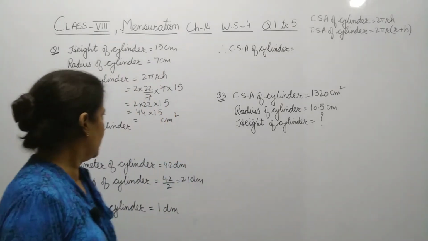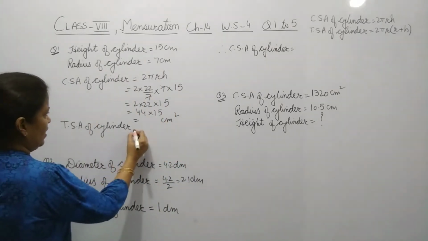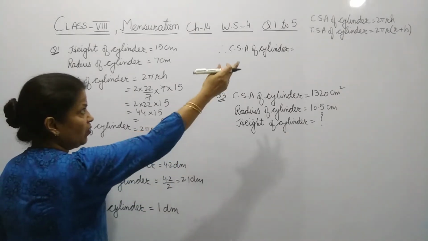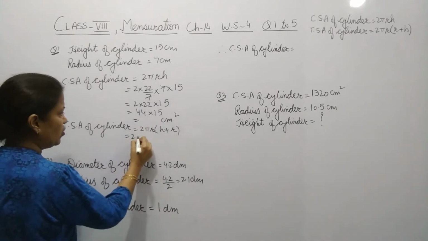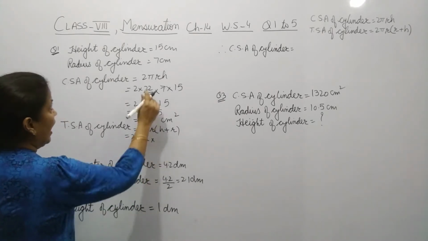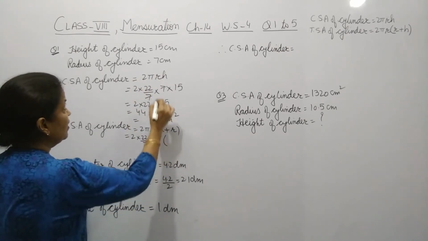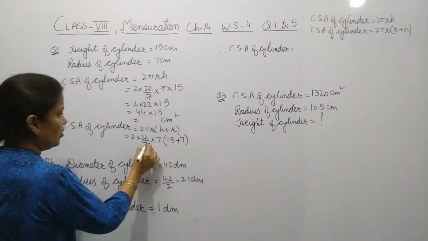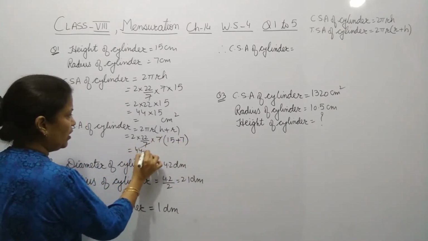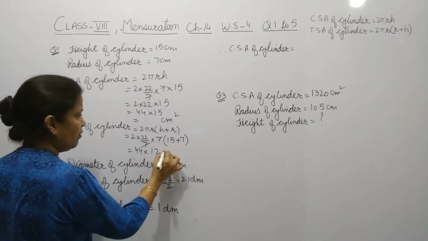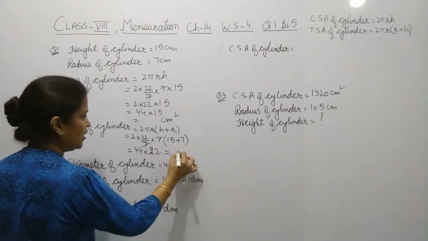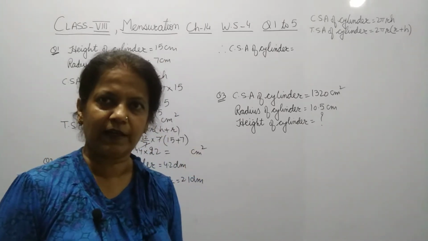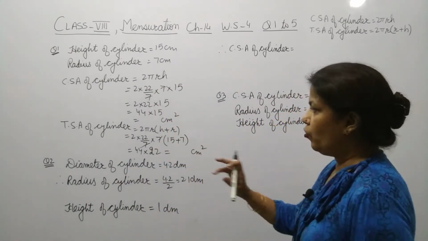Is it clear? And the total surface area formula is 2 pi r, and in the bracket h plus r. It's written over there. Now again put the values: 2 into 22 by 7, r is given 7, and in the bracket h plus r, that is 15 plus 7. Now you can solve it for the 44. 15 plus 7 is 22. Now multiply them together to get the answer in centimeter square. Is it clear? Okay.